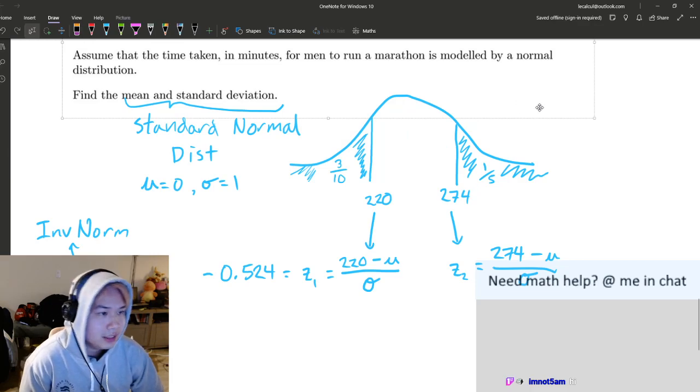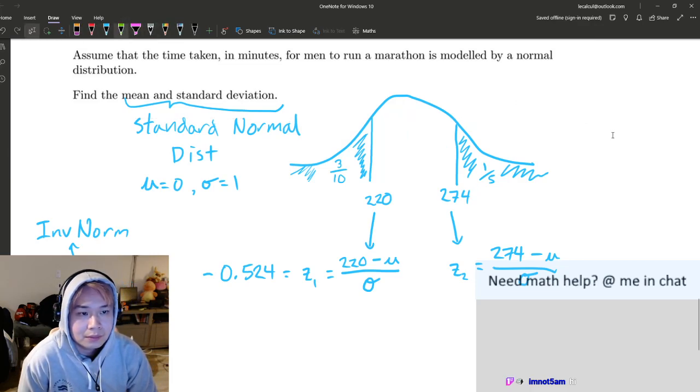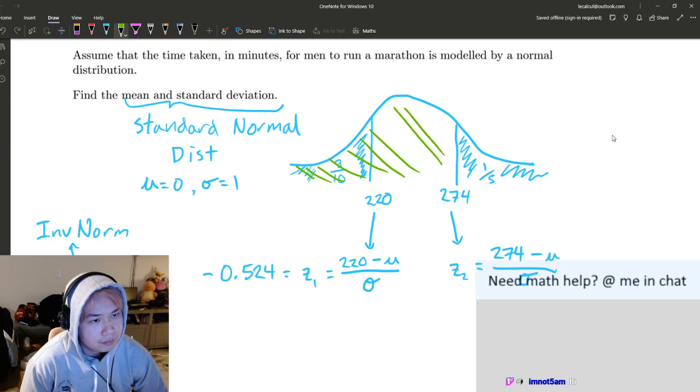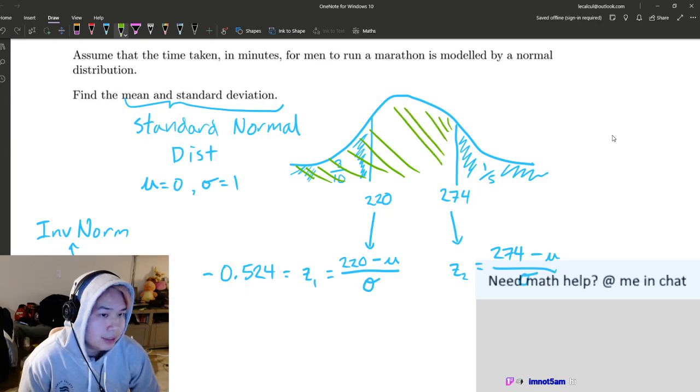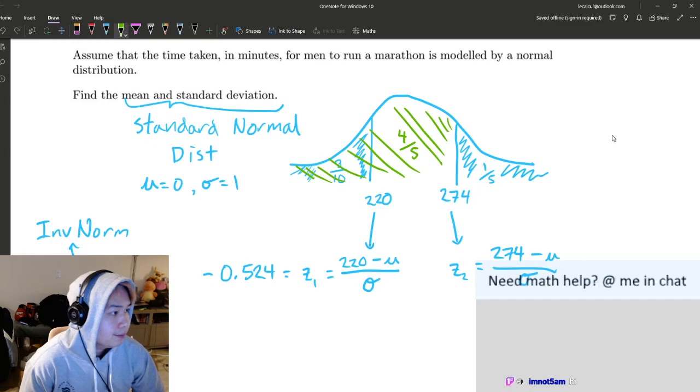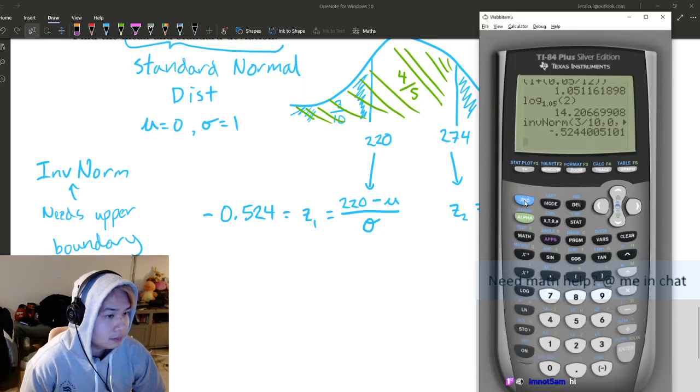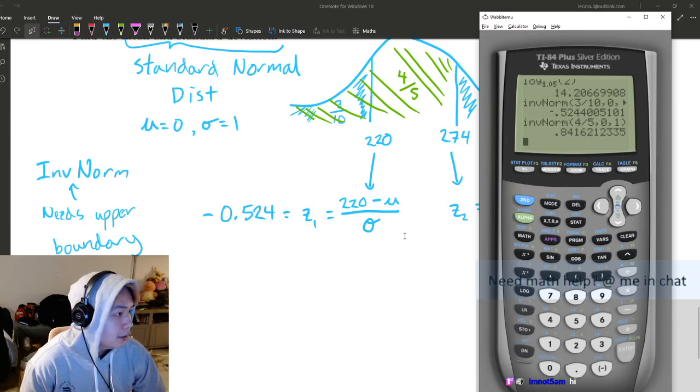All of that stuff. Here, let me color it. So all of this stuff. And we know that that's just the complement. So this has a probability of 4 out of 5. So I'm going to use inverse normal on this. So 4 out of 5. Same thing. And then I get 0.842.